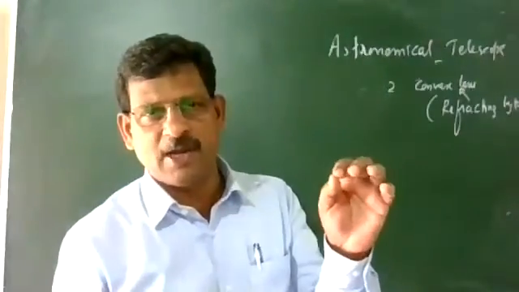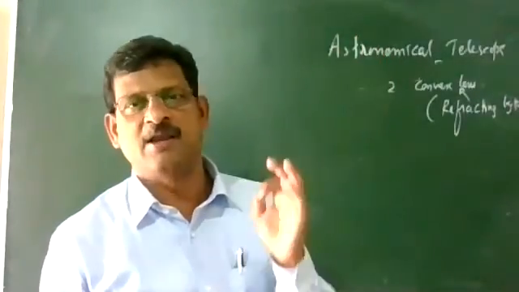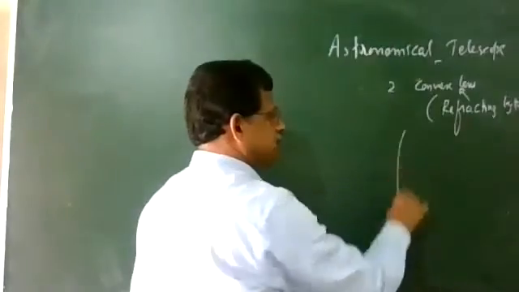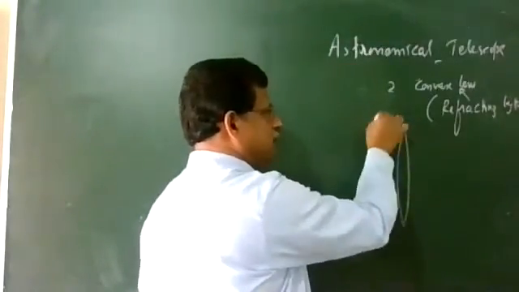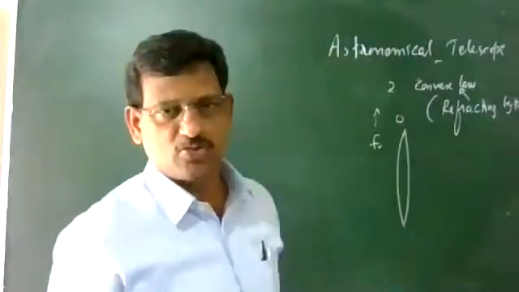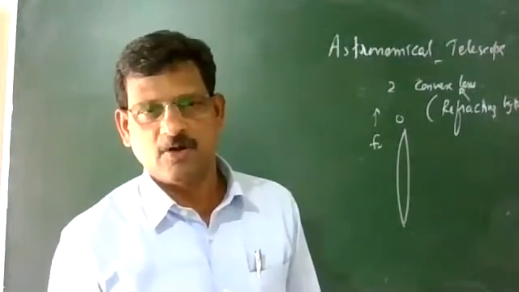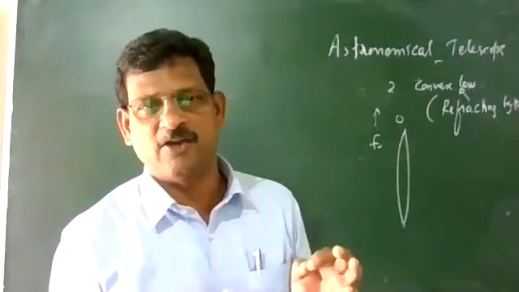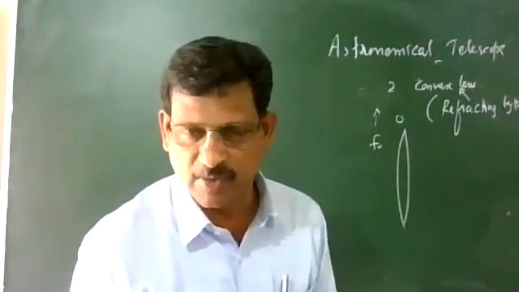Here, the objective lens is of large aperture and large focal length. This is the objective lens. F0 is very high and the size is also big. Objective lens of large focal length and large aperture. All these instruments are very important.